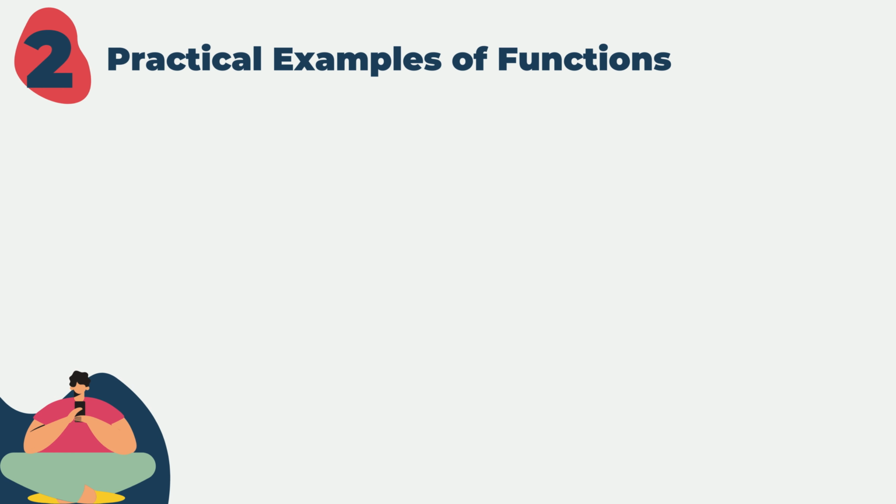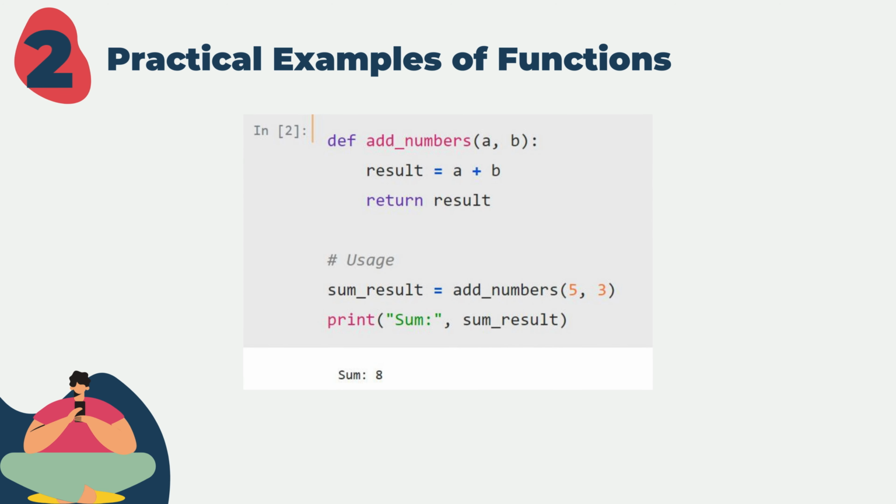Now that we've covered the basic syntax, let's delve into practical examples to gain a deeper understanding of how functions work in Python. In this example, we define a function called add_numbers that takes two parameters, a and b. Inside the function, we calculate the sum of these parameters and store the result in a variable called result. The return result statement sends the result back to the caller. When we call the function with arguments 5 and 3, it returns the sum, which we then print.